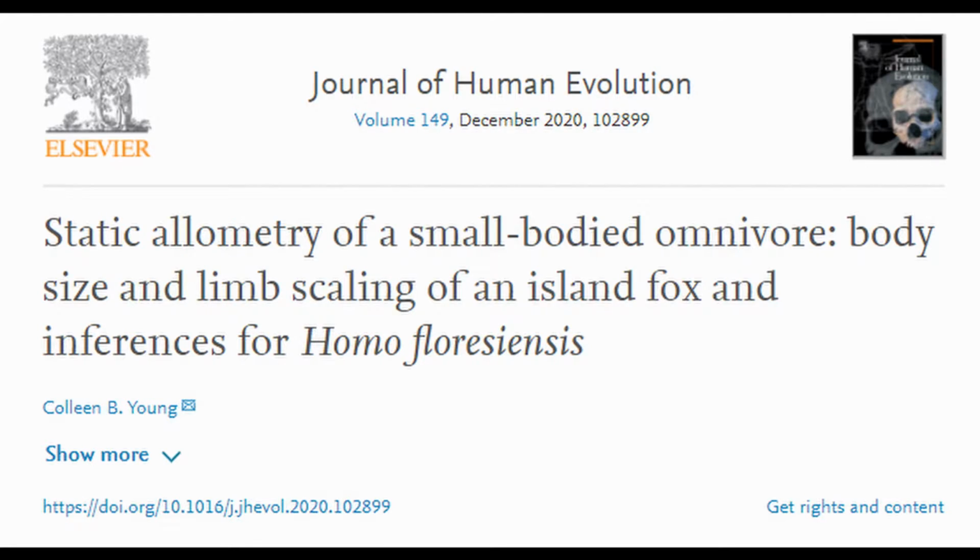Today we're going to look at a paper by Colleen B. Young, and the title of this paper is The Static Allometry of a Small-Bodied Omnivore, Body Size and Limb Scaling of an Island Fox and Inferences for Homo floresiensis.